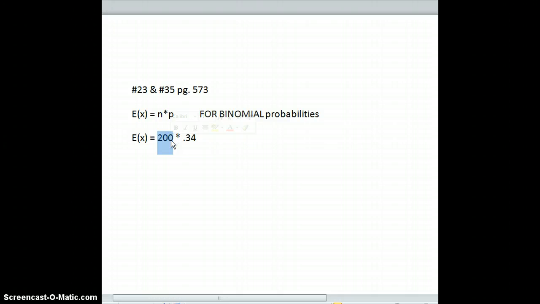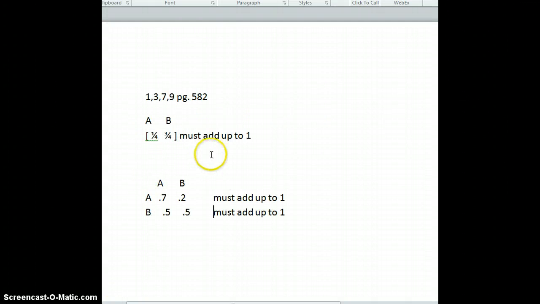We select 200 random mortgages, and a success is if the foreclosure came from California, and the problem tells us the probability of that is 0.34. So just multiplying these together will tell us the expected number of foreclosures to come from California out of that stack of 200. For 3.5, or 3.7, and 9 on page 582.